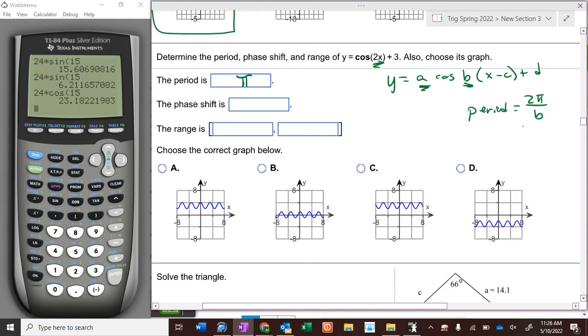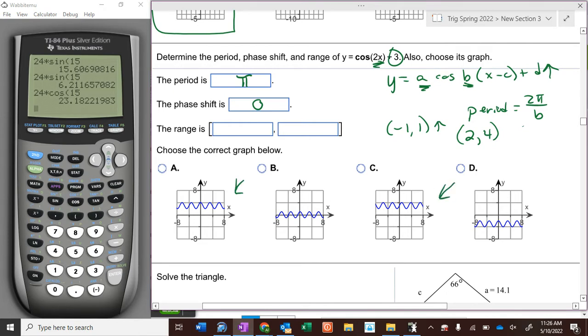Phase shift. Do you shift left or right at all? No. So your phase shift is 0. What does this plus 3 do to it? Makes everything go up 3. Normally your range is -1 to 1. But if you go up by 3, you go from 2 to 4. Add 3 to each of those numbers. So you should be in between 2 and 4. So it's either C or A.